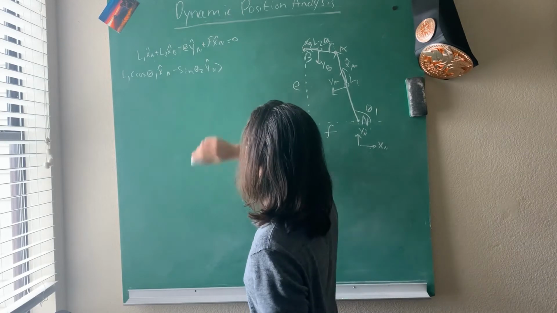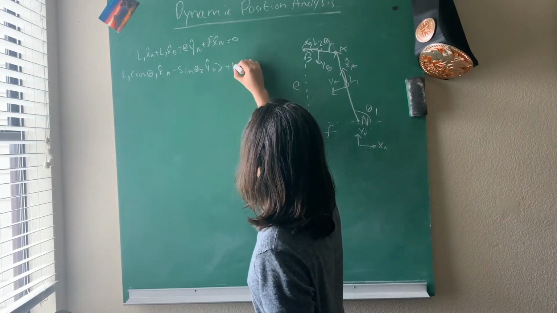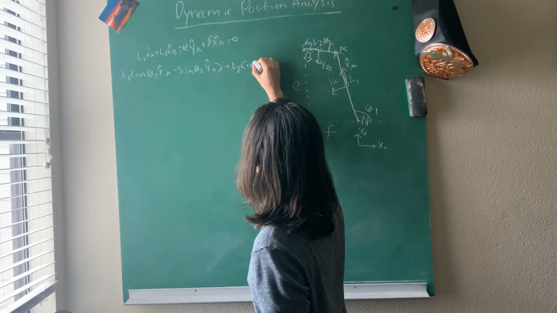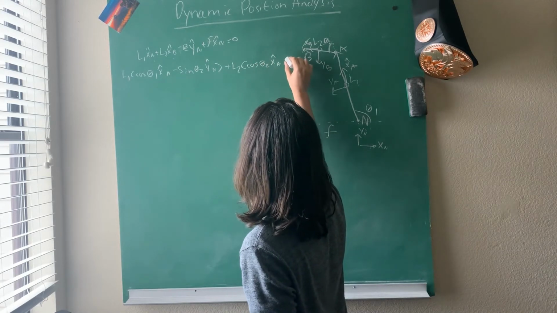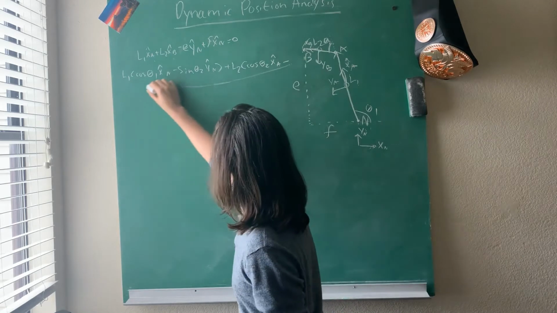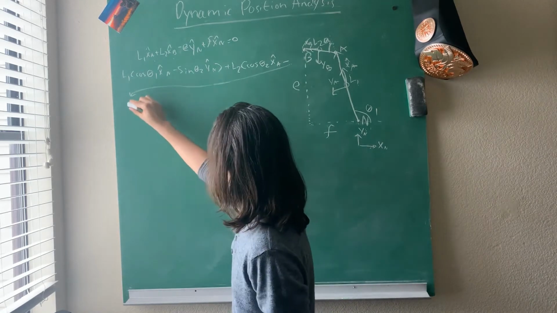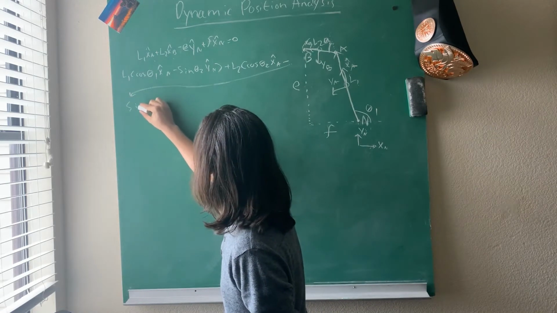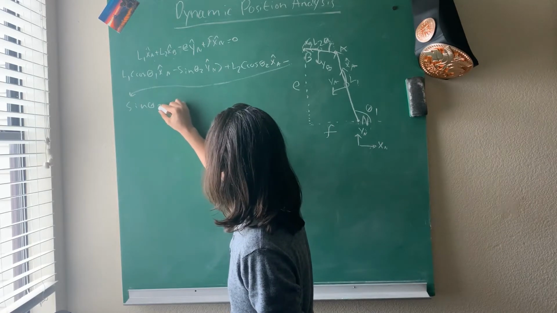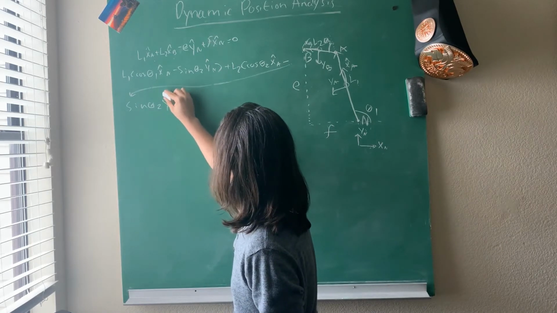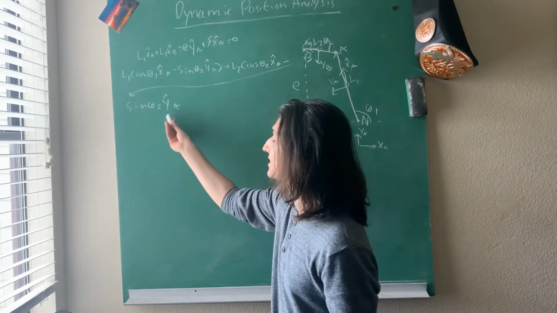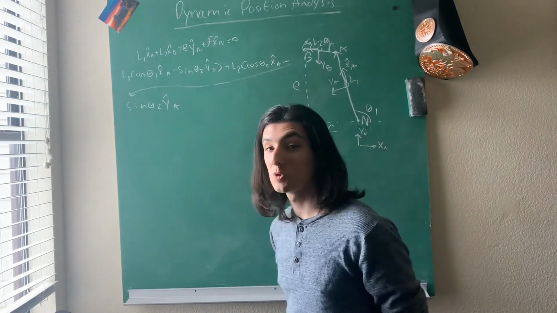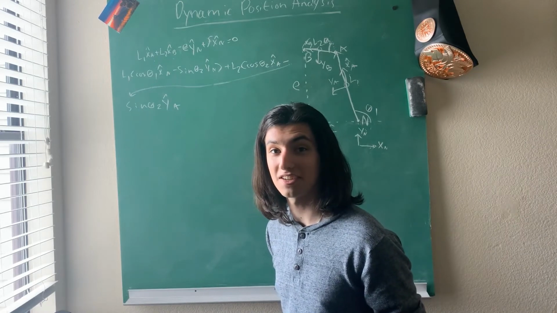Now let's do B plus L2 cosine theta 2 x hat A minus, I'm going to go over here, sine theta 2 y hat A. Do you see the issue? This is still in the A frame, which means we got to expand it further.